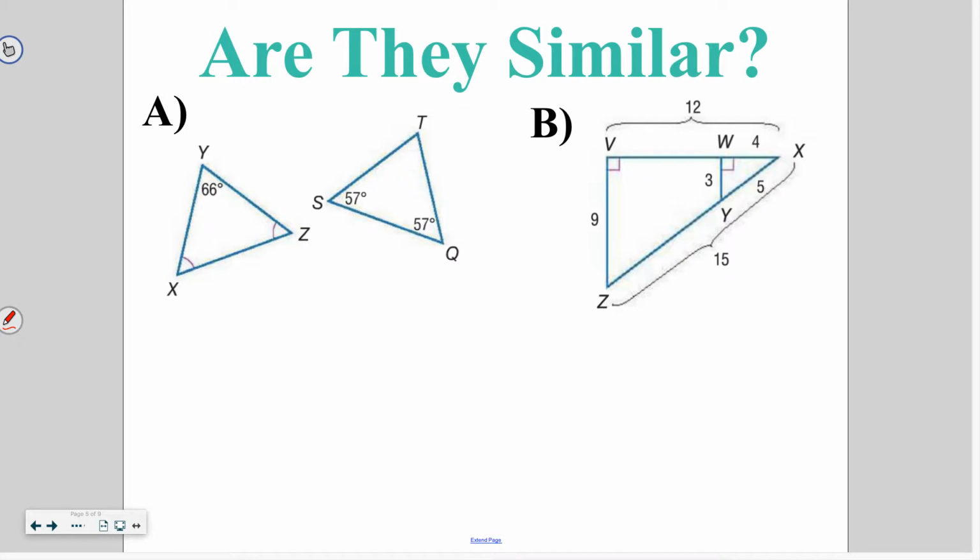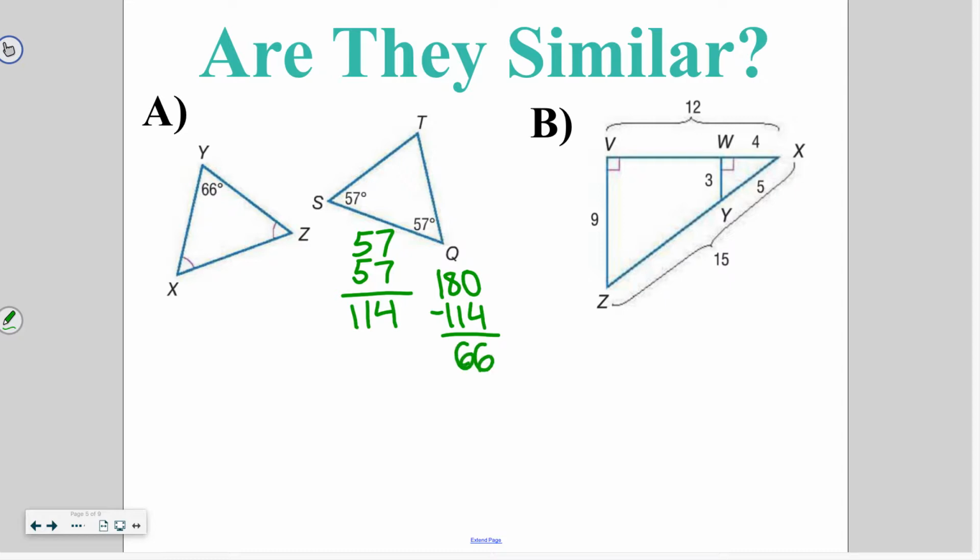One thing we need to remember is that triangles add up to 180 degrees. So I'm going to look at triangle STQ first. That tells me I've got angle measurements of 57 and 57. 57 and 57 give me an answer of 114. So I need to do 180 minus 114, and that's going to give me an answer of 66.